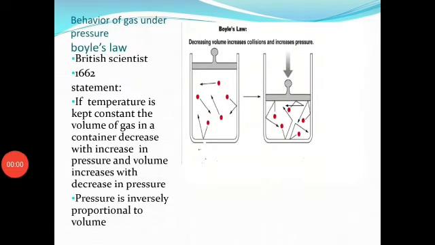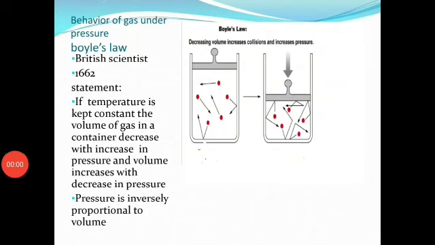Behavior of gas under pressure. Behavior of gas under pressure was explained by Boyle. He was a British scientist in 1662, and he gave this statement that if temperature is kept constant, the volume of gas in a container decreases with increase in pressure, and volume increases with decrease in pressure.